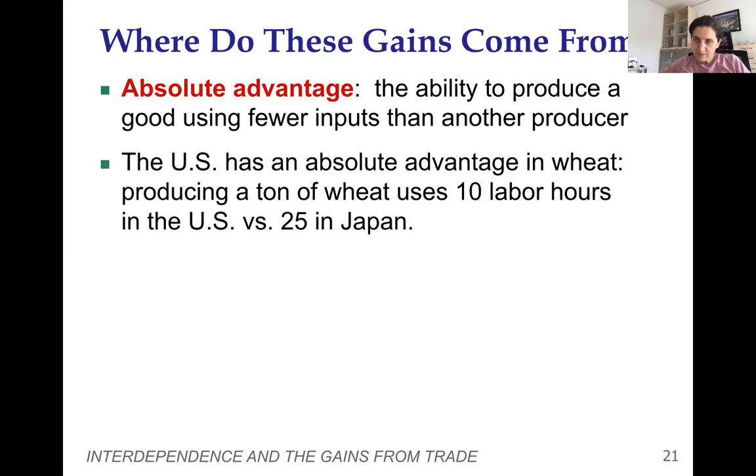Why? If we look at the labor hours needed to produce 1 ton of wheat, in the US, 10 labor hours are needed to produce 1 ton of wheat. And in Japan, 25 labor hours are needed. So which one is lower? In the US. Okay, producing wheat is cheaper in the US. Similarly for the computer, how many labor hours are needed?